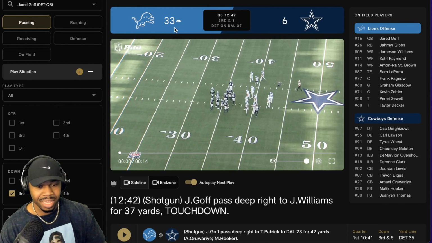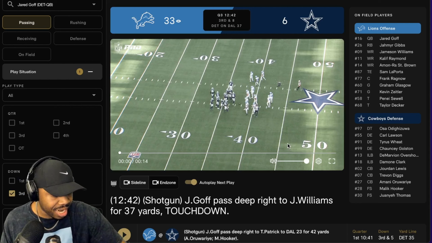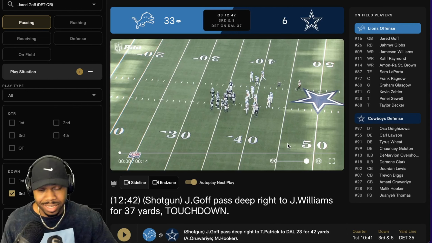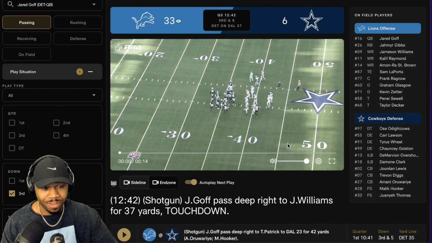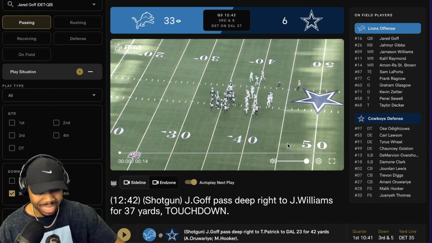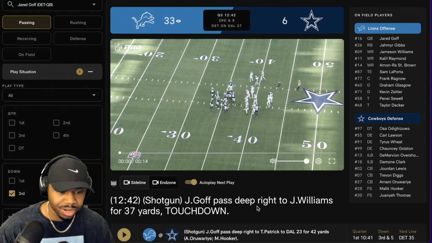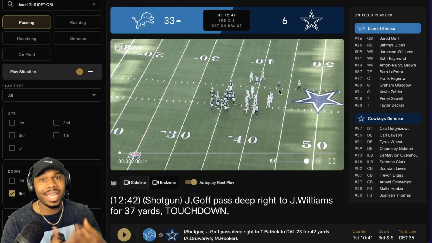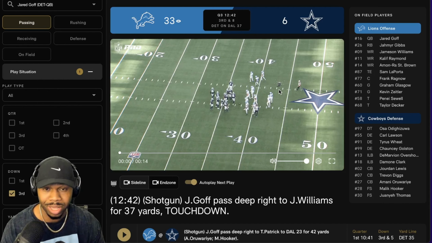33-6. This is a touchdown on third down. All right, so basically, let's change that to now we have 2 out of 6 when it comes to money downs. But the first one was a 42, and the sixth one was a damn touchdown for 37 yards. But anyway, the score is 33-6, and that's telling me that I need to start spending money on the Detroit Lions.